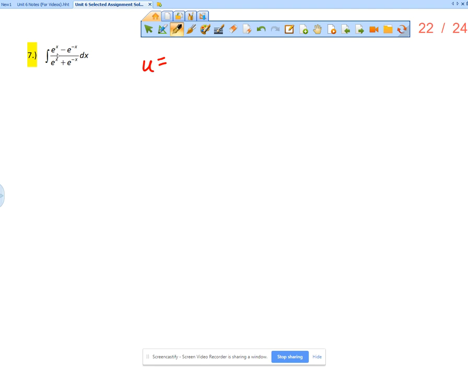Now, when you have a numerator and denominator situation like this, generally speaking, the denominator is the better choice. Why? Well, because if I choose the numerator, I don't have the denominator times dx. I have 1 over the denominator times dx. And so that's not going to work. But if I choose the denominator, I do have the numerator times dx.